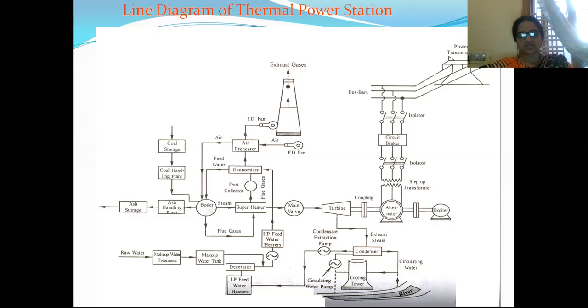Here, from the superheater to the economizer, you have a dust collector, a small circular-shaped thing. After the boiler, the steam is given to the superheater. From the superheater, the steam is given to the main valve. If any dust particles are present in the steam, they will be collected by this dust collector.